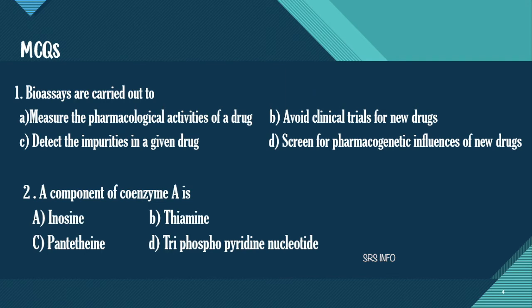A component of coenzyme A is... An enzyme performs the catalytic activity of a chemical or biochemical reaction. What is a catalyst? A catalyst increases the rate of a chemical reaction, and a coenzyme supports these activities of the enzyme. Then coenzyme A. What is a coenzyme? A coenzyme is a non-protein chemical compound or a metallic ion which is required for the enzyme's activity as a catalyst.